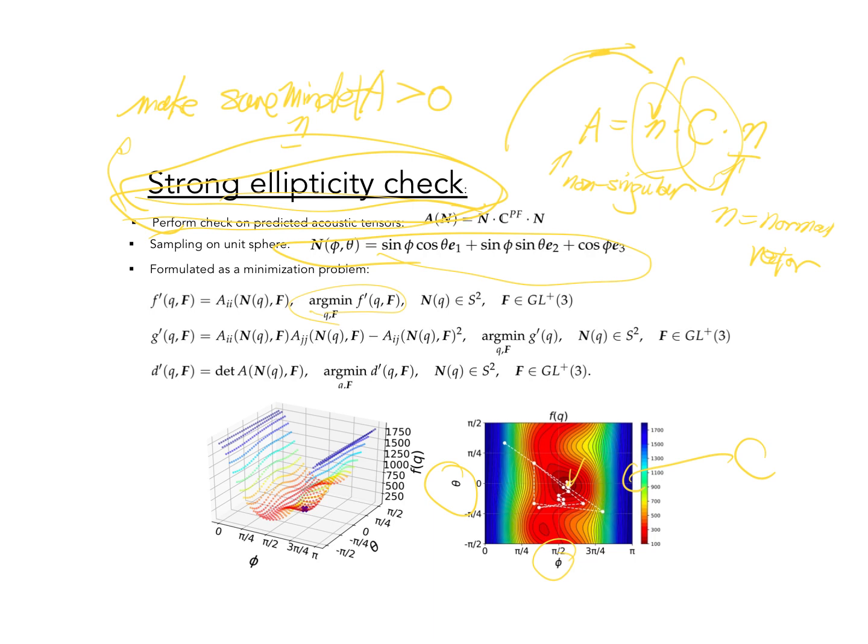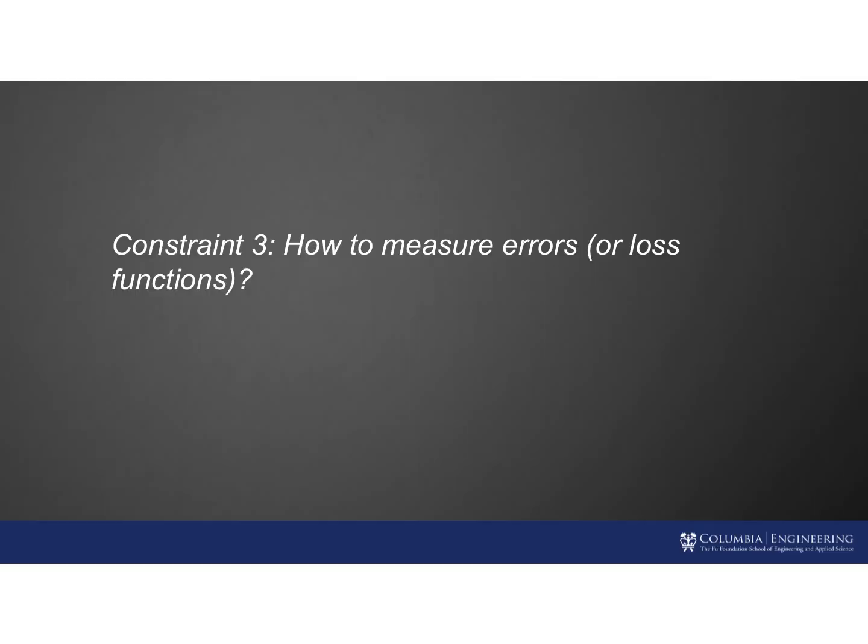Okay, all the different criteria. Now we go to the second question: how to measure the error, or the loss functions. In fact, the way to measure the error is related to the physical property. Does that make sense? I'll give you an example.